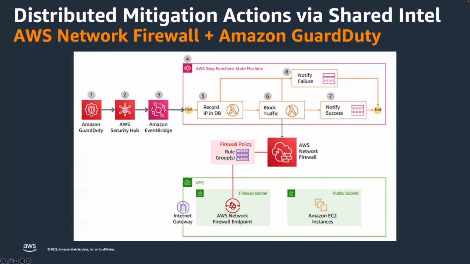In step number 7, if our workflow is successful and nothing's gone wrong with the state machine, we'll generate an SNS message that indicates that success. And if something goes wrong, step number 8, which is not shown here, would be that we send details, including any error messages associated with any failures.